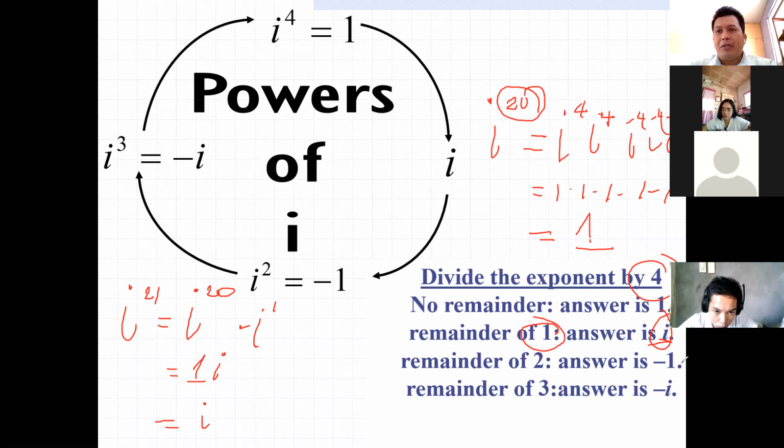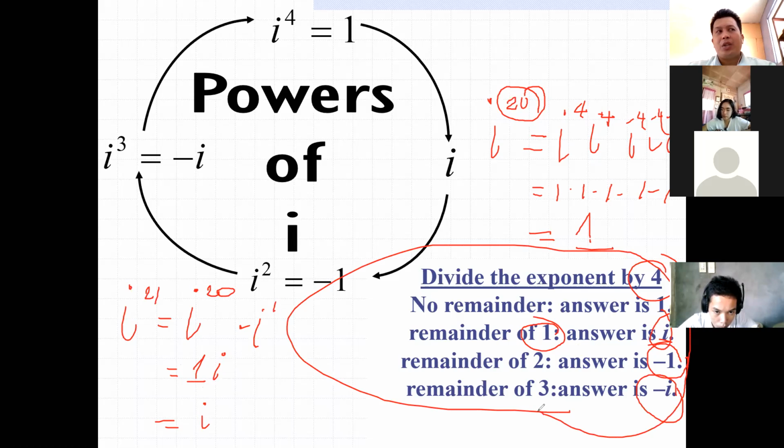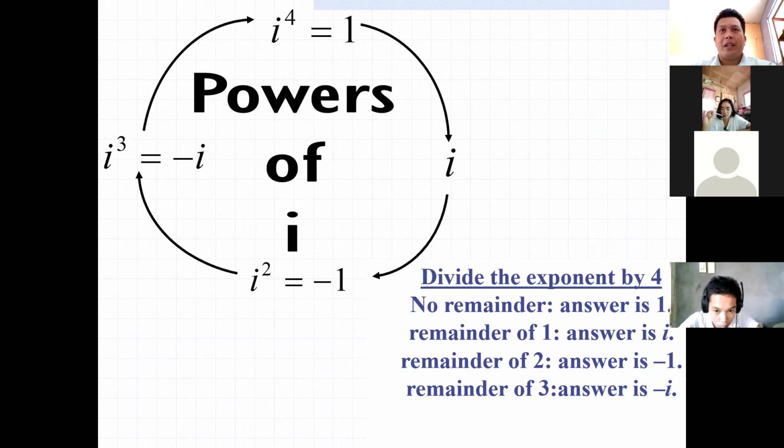If the remainder is 2, the answer is negative 1. If the remainder is 3, the answer is negative i. So just remember this short explanation on the exponents or the powers of i for you to be guided on the next activity in this frame. So let's try this one.